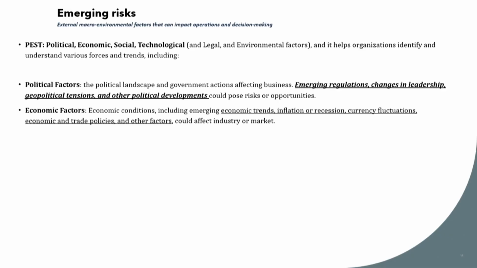Then come economic factors. In the economic factors, the broad economic conditions, including emerging economic trends, for example countries imposing tariffs on each other or trade restrictions, and similarly changes in inflation, and the overall economic conditions, such as recession or economic boom. That means the slowdown of the economy, and currency fluctuations, economic and trade policies, and other factors all could affect an industry or market. So these are the economic factors and associated risks.